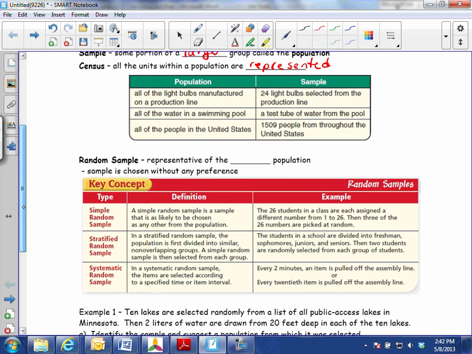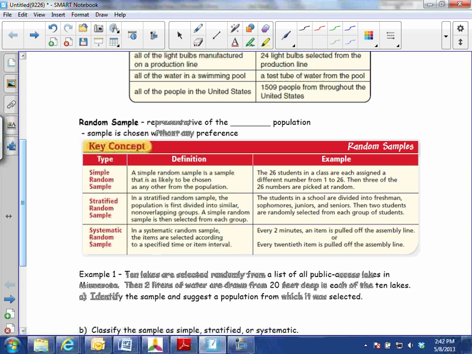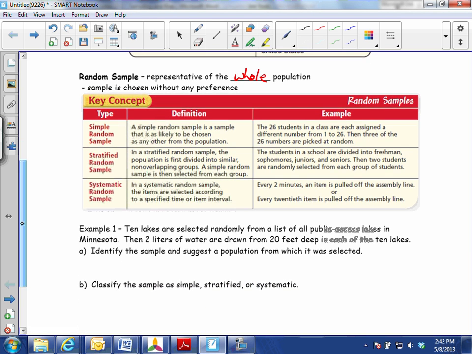Alright, so random sample. A random sample is representative of the whole population, and the sample is chosen without any preference. So we've got 3 different types: simple random, stratified random, and systematic random sample. A simple random sample is a sample that is as likely to be chosen as any other. So it's all just random.